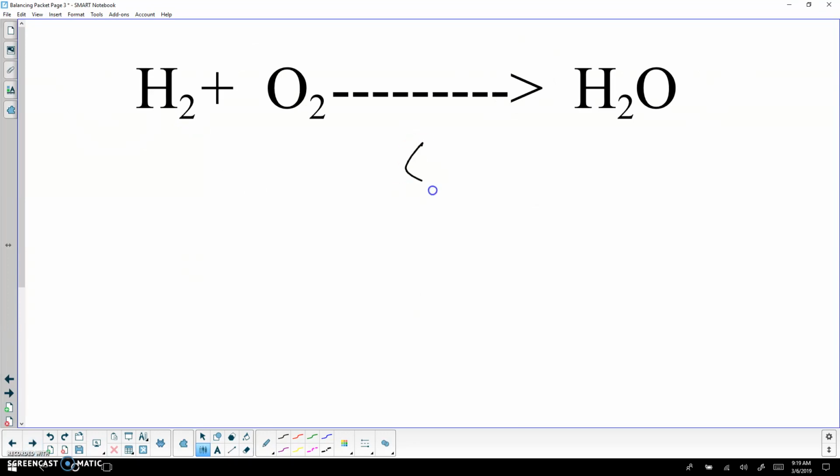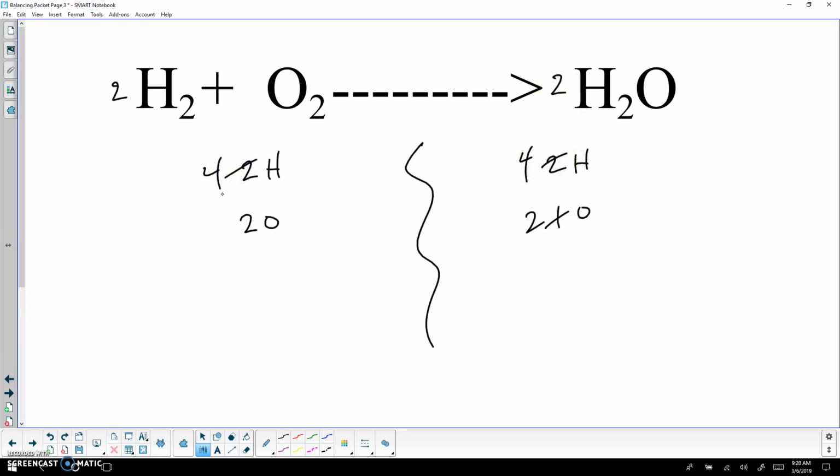Okay, and this next one, we have 2 hydrogens, we have 2 oxygens over here, 2 hydrogens and 1 oxygen. I'd probably start by putting a 2 here. That's going to make my oxygen 2. It changes my hydrogen to 4. Put a 2 here. That changes it to 4. So 2, 1, 2 are the coefficients.